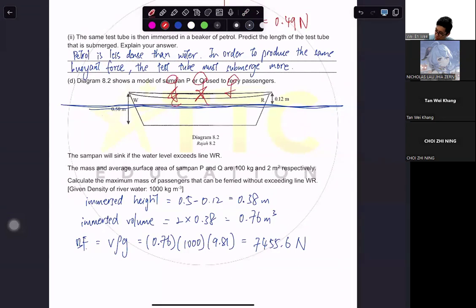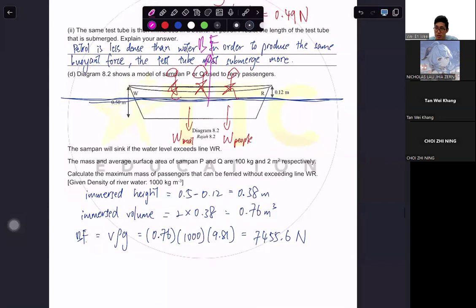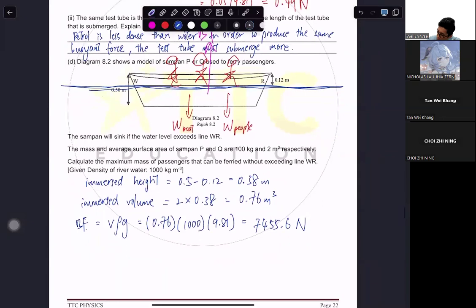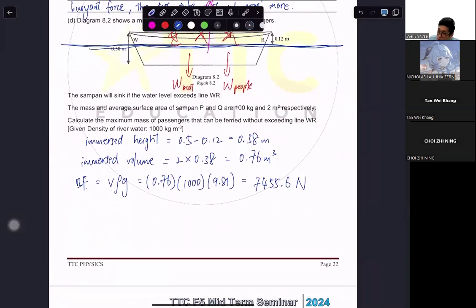Now, would you agree that for it to be balanced, the weight of people plus the weight of the boat must be equals to the buoyant force, correct or not? Yeah, in order for it to be balanced, right? The weight of people and the weight of the boat must be equals to the buoyant force. Cannot be more. At most must be equals only. That's the maximum. So I can say buoyant force is equals to weight of people plus weight of boat.